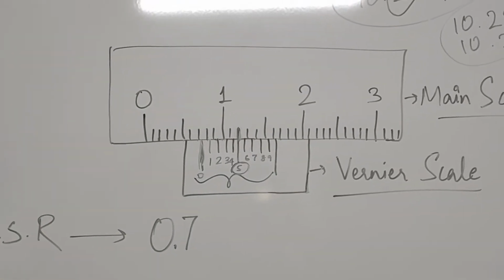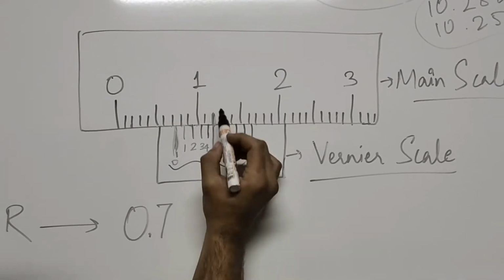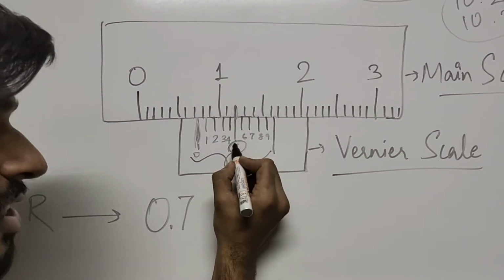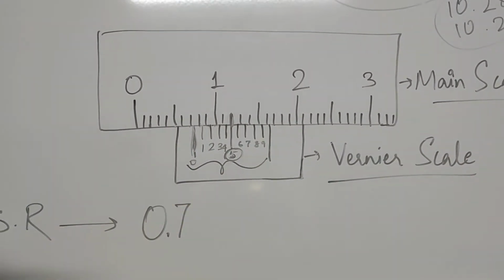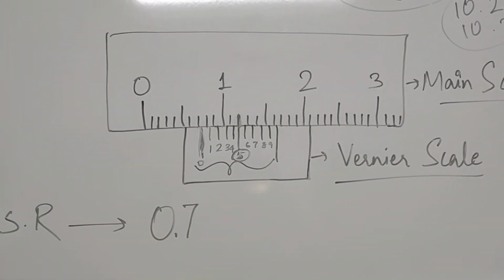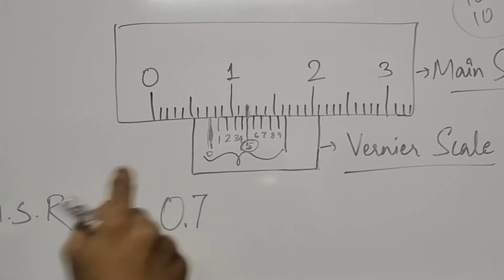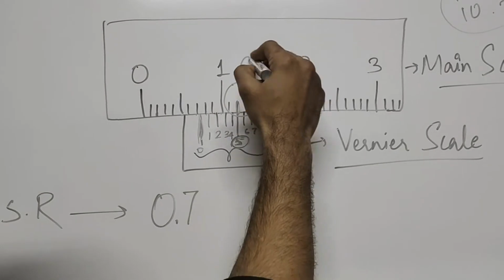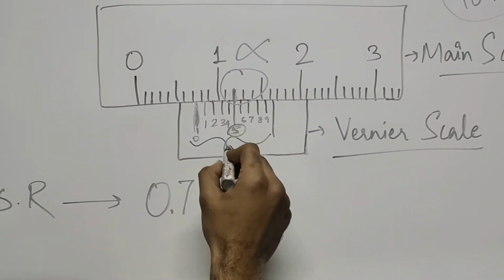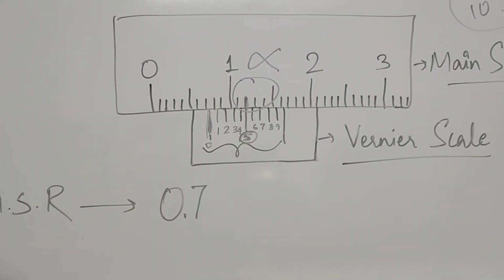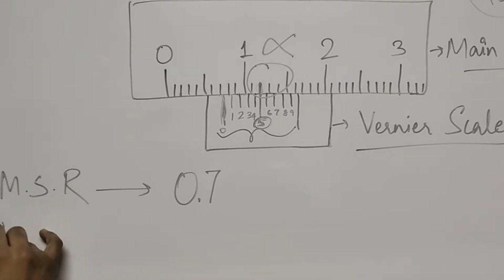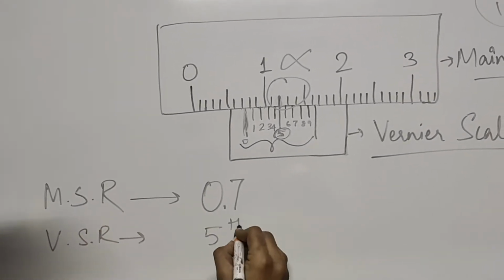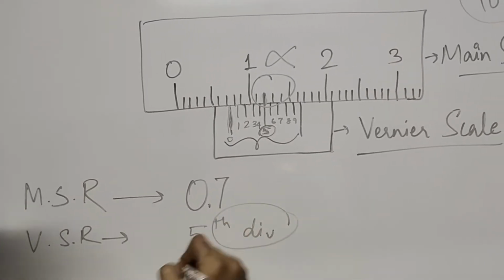It doesn't matter which point of the main scale it is coinciding with. What matters is which vernier division is coinciding with any division of the main scale. Here the important part is the fifth one. This is not important, this is important. So here it is 5. Now what's the procedure? Vernier scale reading is 5, that is, the fifth division is coinciding.